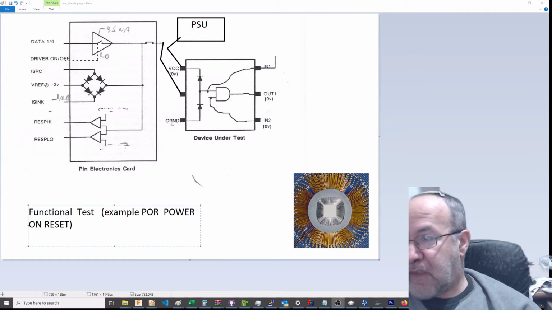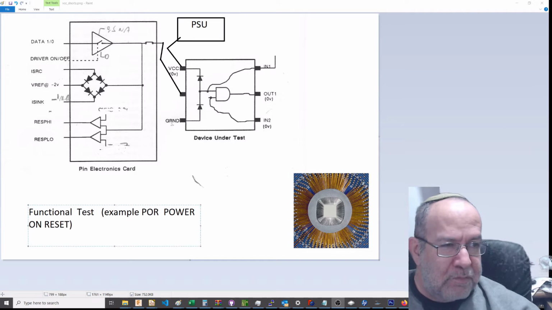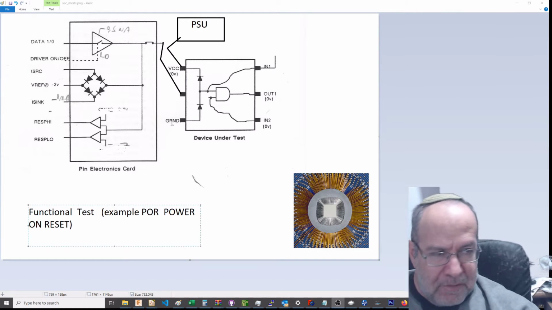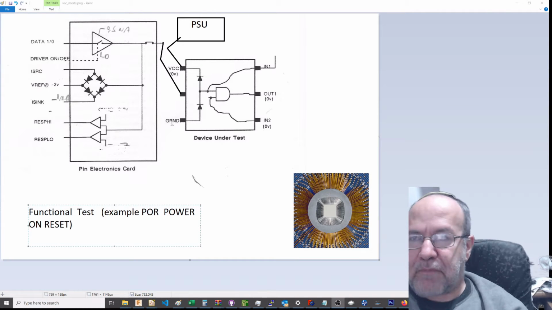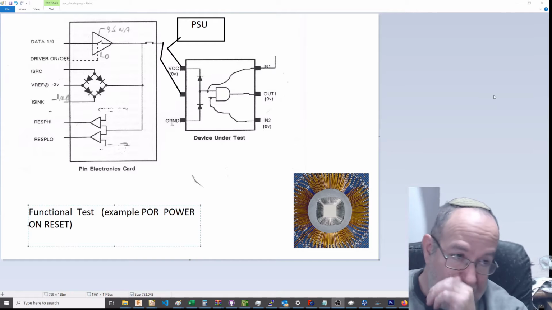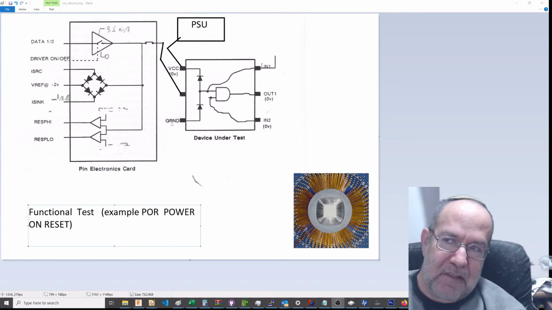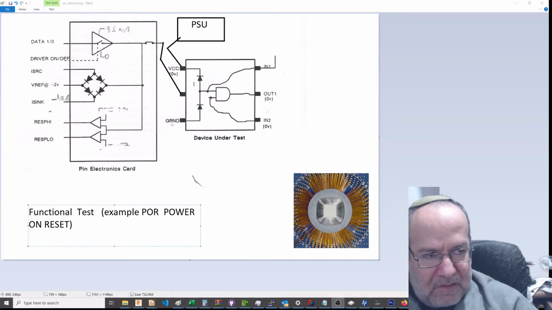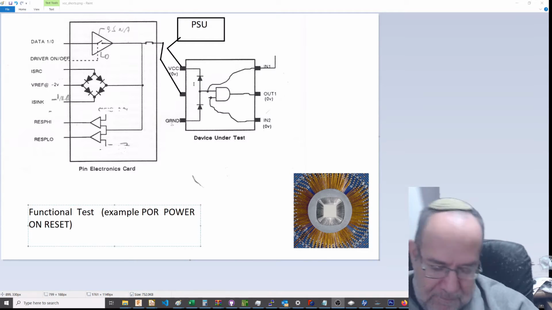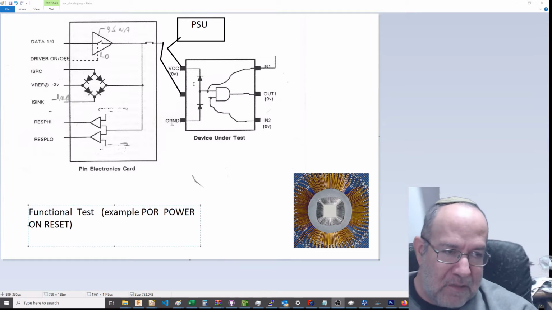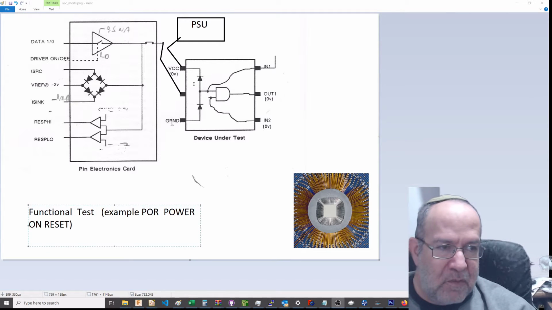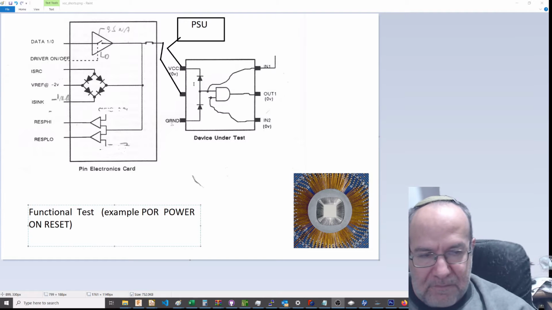Okay, the test I'm talking about is something called POR, power on reset. What is power on reset? Power on reset means that after the device is powered on, it is going to wait 16 clock cycles before it comes out of the reset stage. Okay, before it comes out of the reset stage, it is going to wait 16 clock cycles.